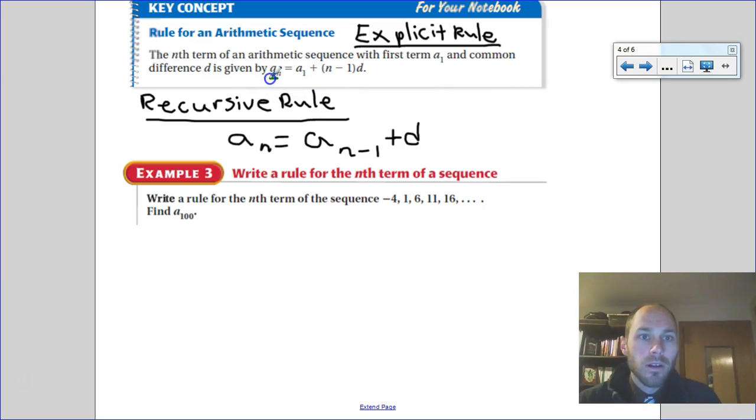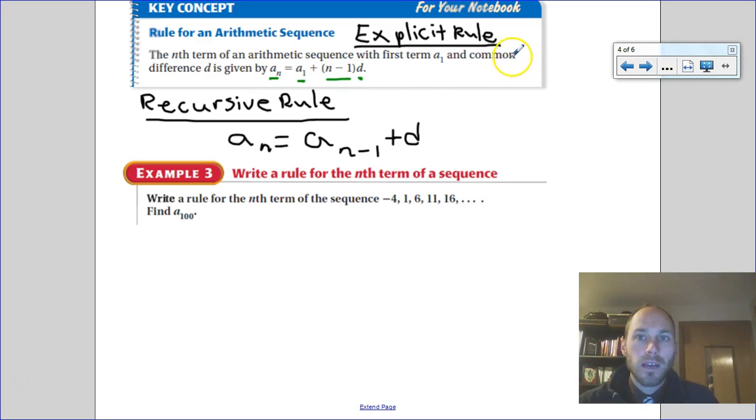So the nth term, this is known as the explicit rule. We call it that because we can find each exact term. We take the first term, which is similar to our y-intercept because that's our starting point in a sequence, plus the slope, the common difference, times n minus 1.